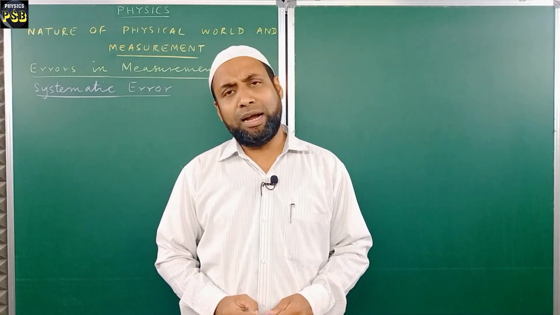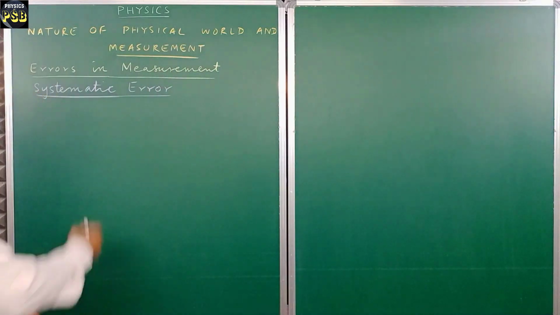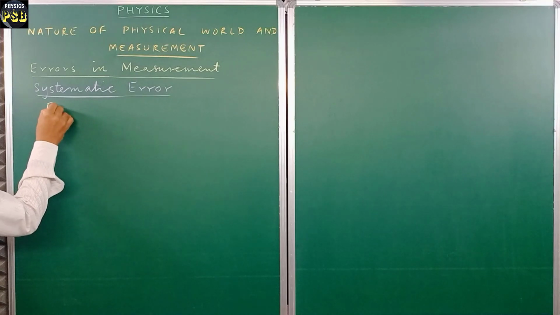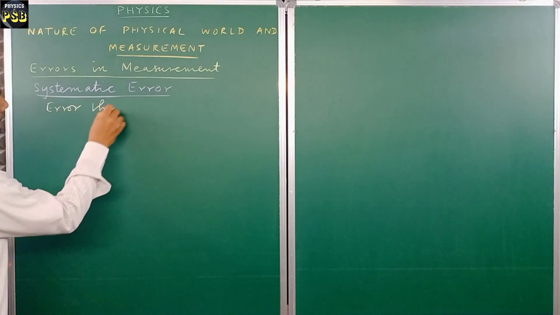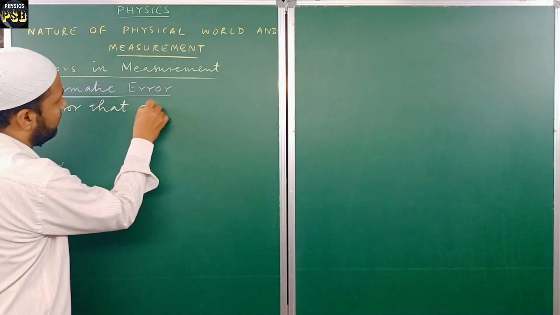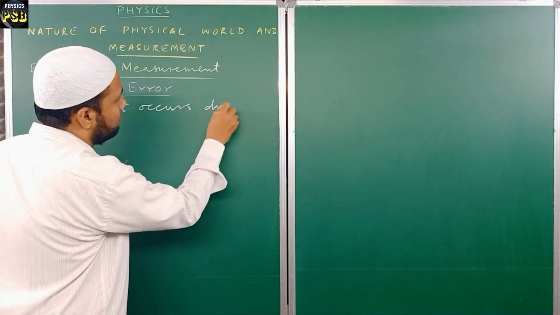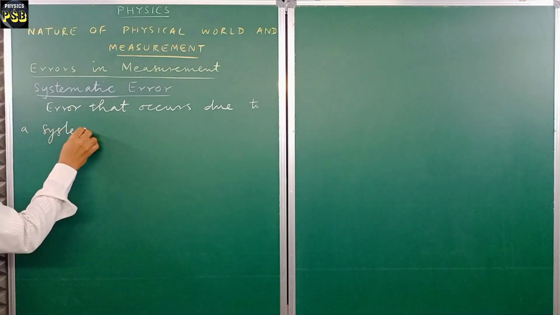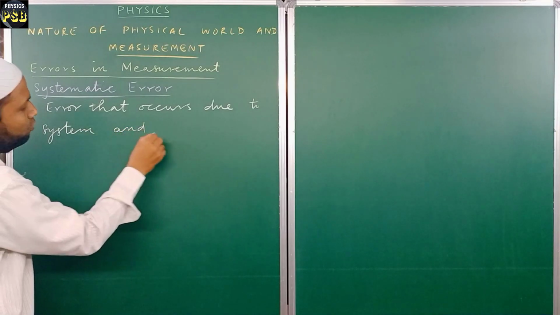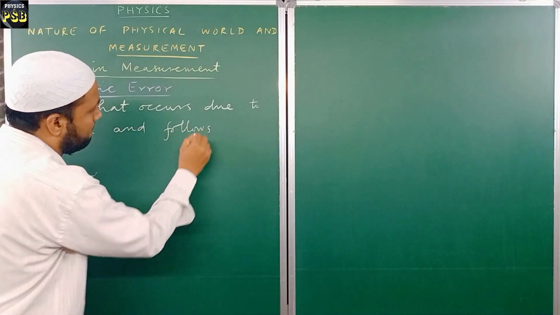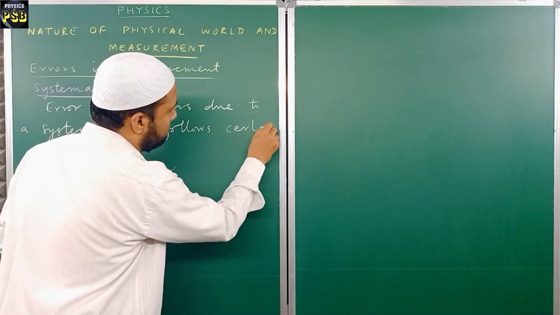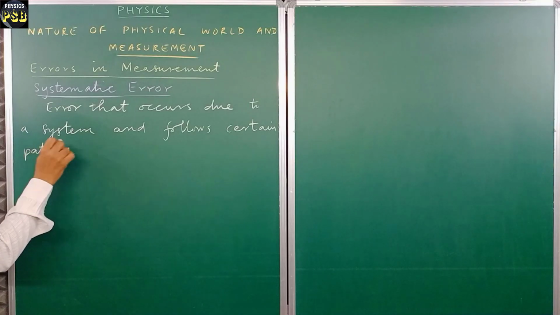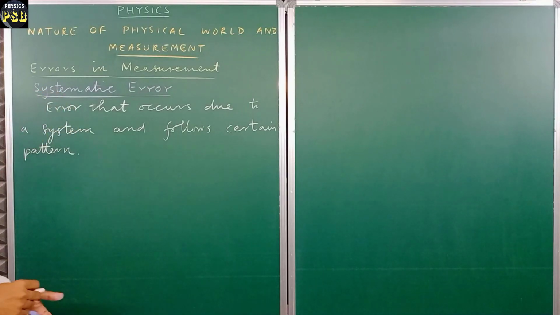Now before going ahead, let me give the definition. Let me write the definition of systematic error on the board. Error that occurs due to a system and follows a certain pattern is referred to as systematic error.